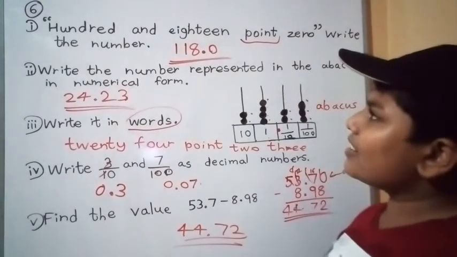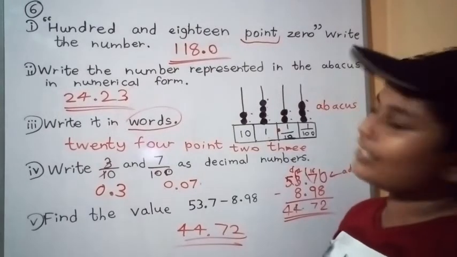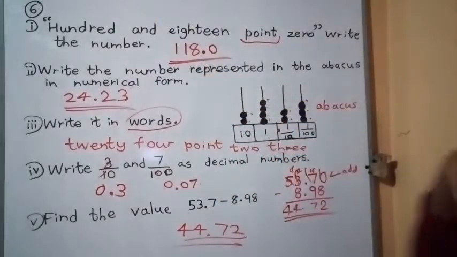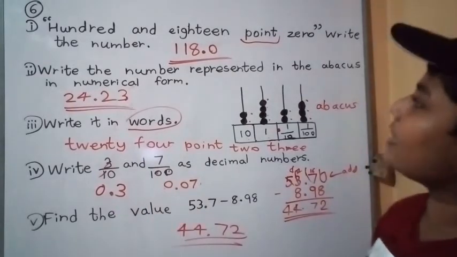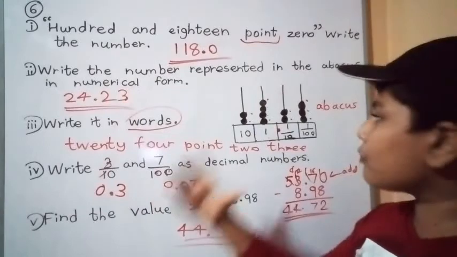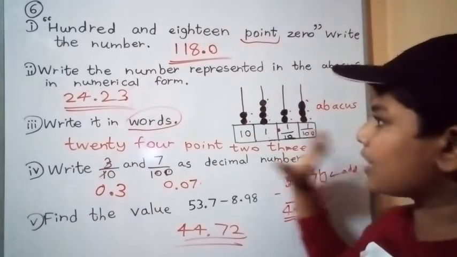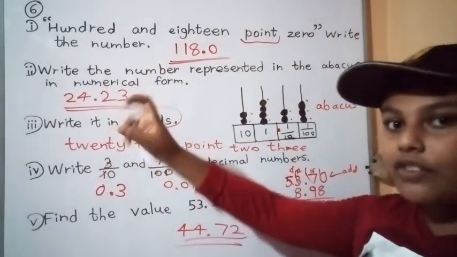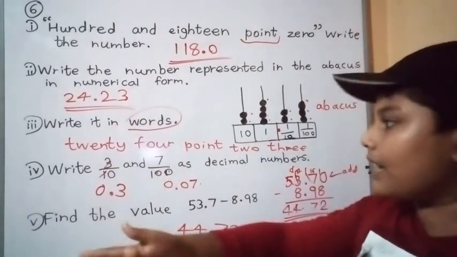Again, explain the 118.0. The 118 means the same as 118.0. And next one, the abacus: the numerical form you want to get is like this. This is the abacus. Write it as 24.23. We want to write 2, 3 because the point is passed, left and right.